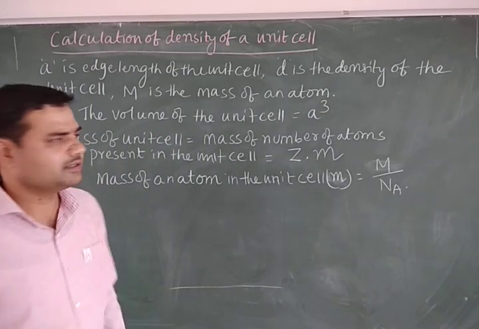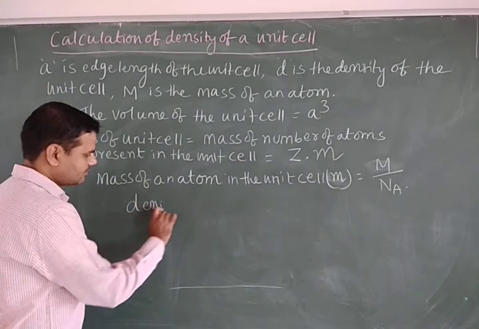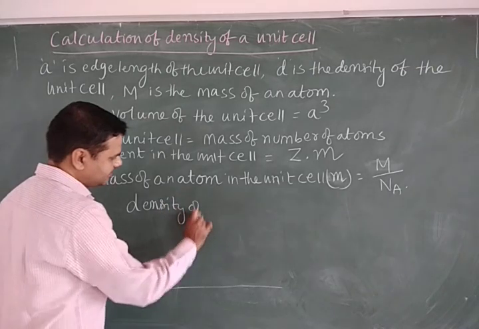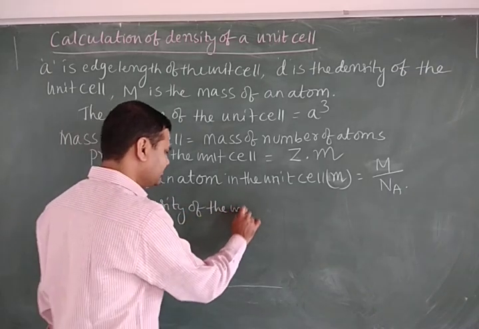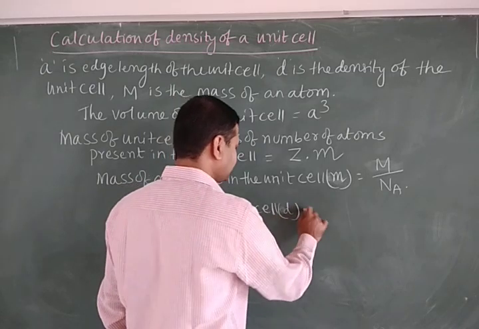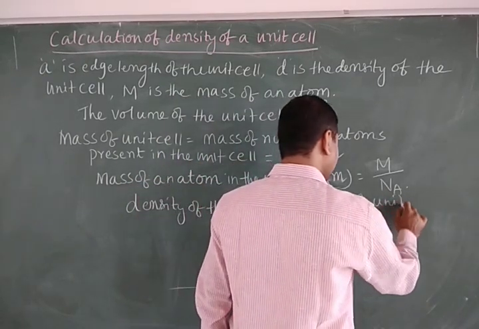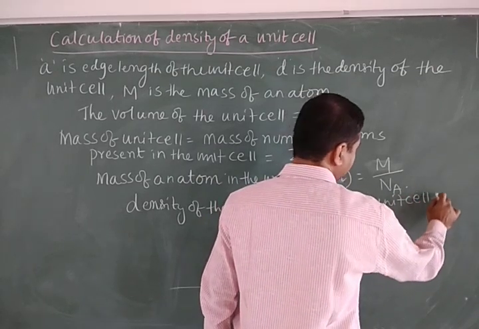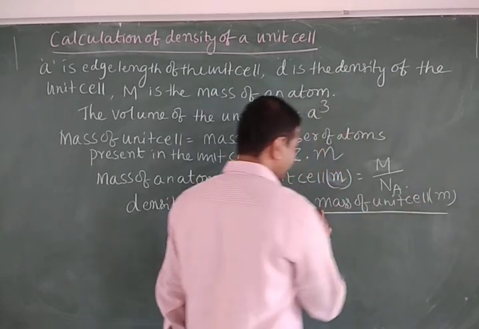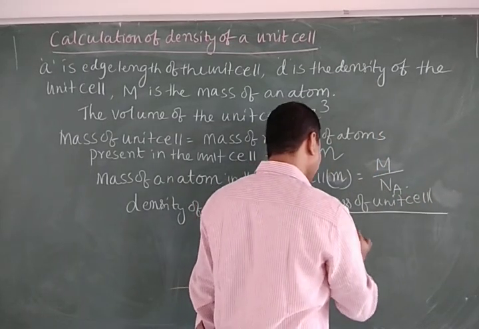Now I am applying the density formula. Density of the unit cell, that is D, is equal to the mass of the unit cell by the volume of the unit cell.